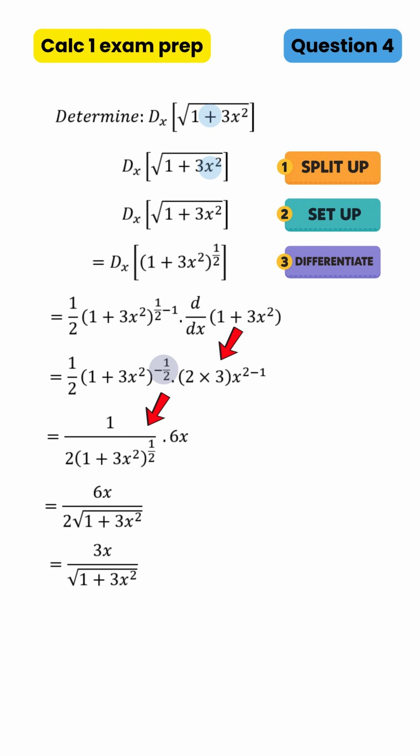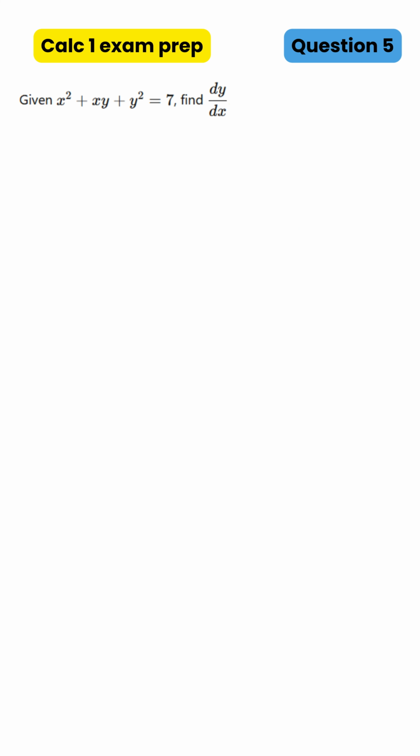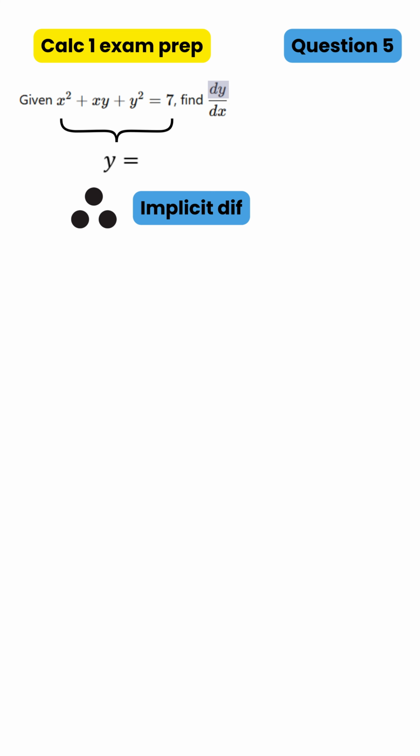And we're done. In this problem, they ask us to find dy over dx, which means differentiation. Remember your notation. dy is on top, so we want y as the subject before differentiating. Right away, we can see normal algebra won't isolate y, so we use implicit differentiation. We differentiate both sides of the equation.